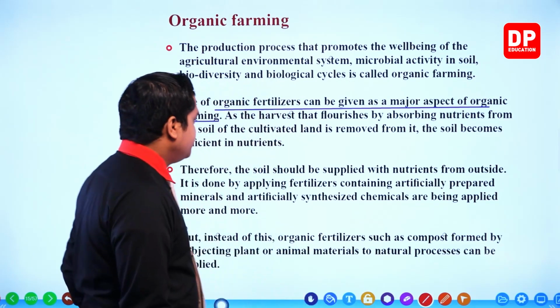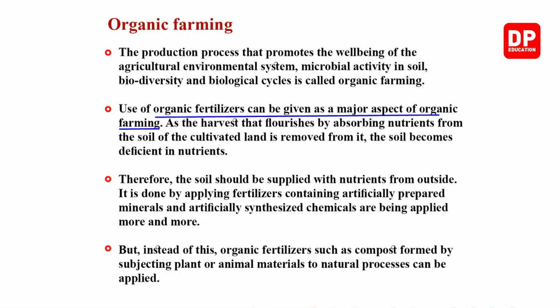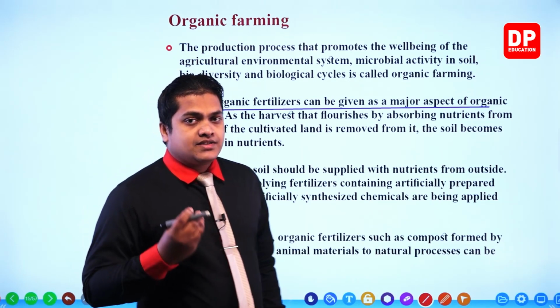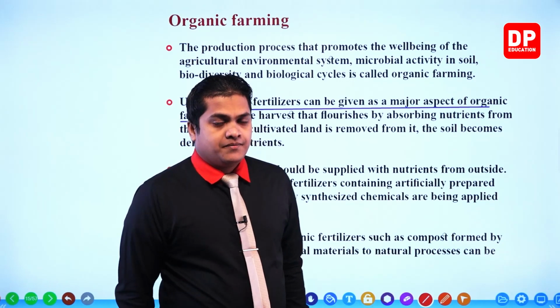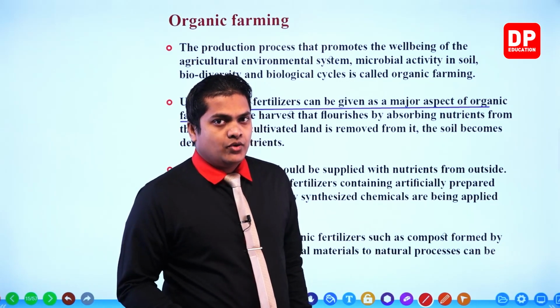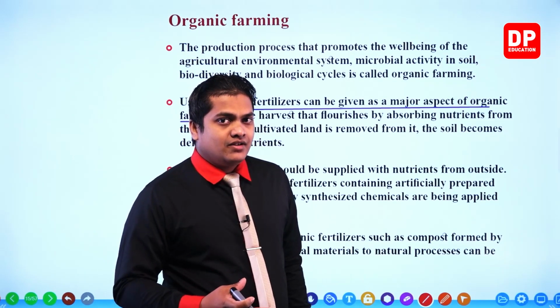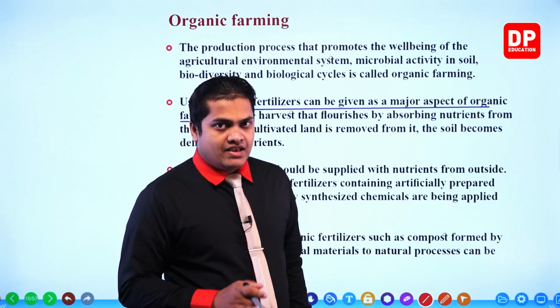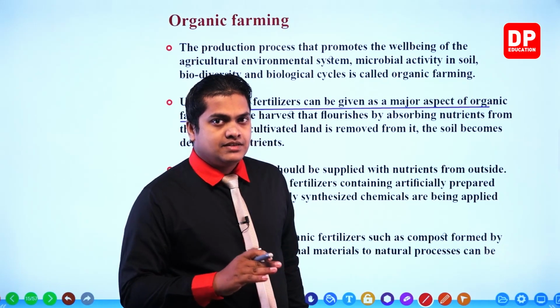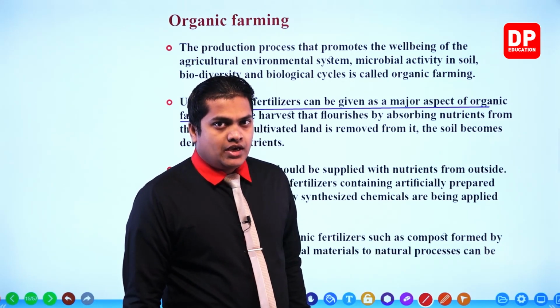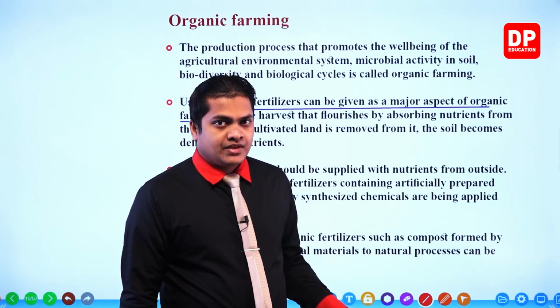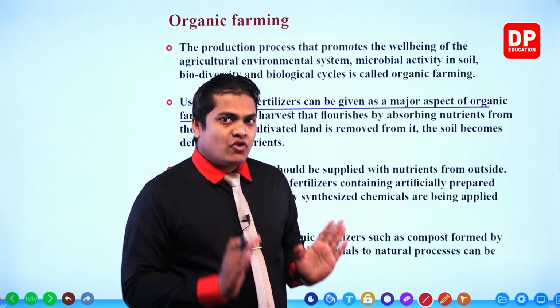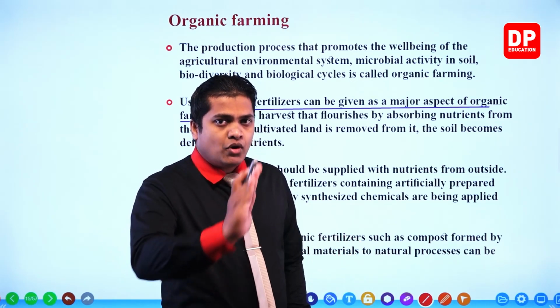Okay, right then. But instead of this, organic fertilizers such as compost, formed by subjecting plant or animal materials to natural processes, can be applied. So, my dear children, as organic fertilizer, what we are going to use is compost. By using compost, we can enhance the nutrient nature of the soil, but we can do it up to a certain level, my dear children. Unlike the chemical fertilizers, these will take somewhat longer, and also the soil should get used to it. So my dear children, suddenly we won't be able to do this. However, it's very important to follow these things.